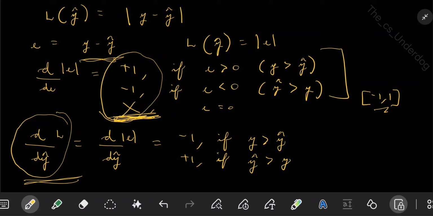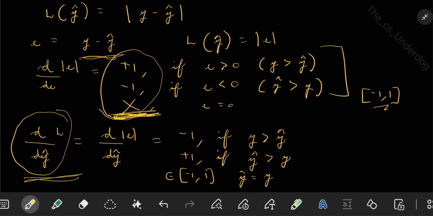And what about the case when y cap is equal to y? In this case, we said it is not differentiable, but if you take the subgradients, then you can say it is an element of minus 1 to 1. Generally, you will take 0 here, but you can take any value, okay? So now, what about the gradient of the full MAE?